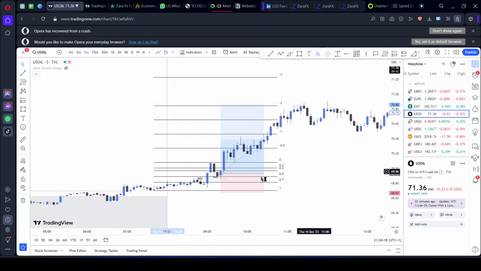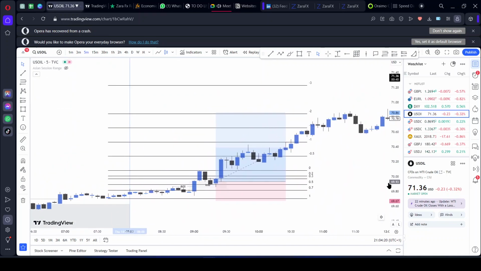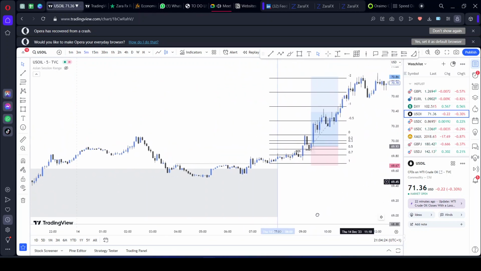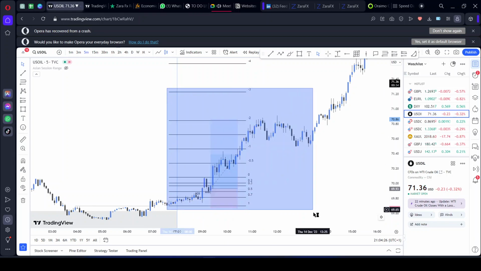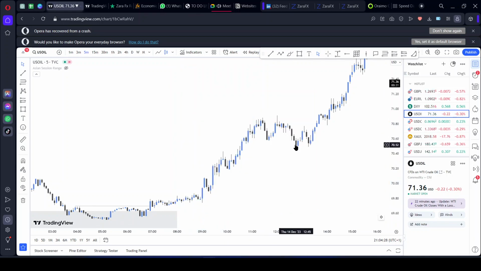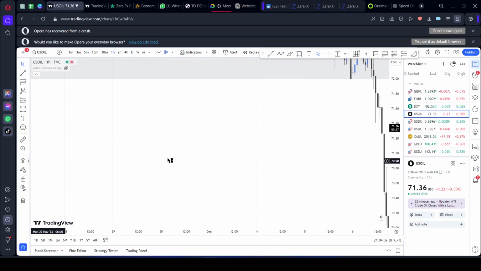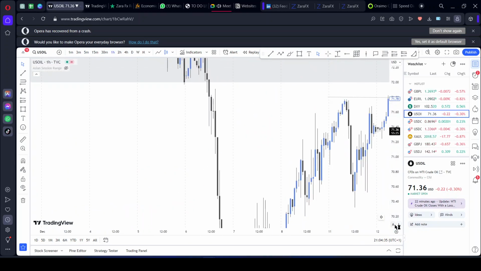Do you get it? Yeah, it's as simple as that. Now let's see if we can find another trade that way. Is that example clear enough? One more example and we are good.